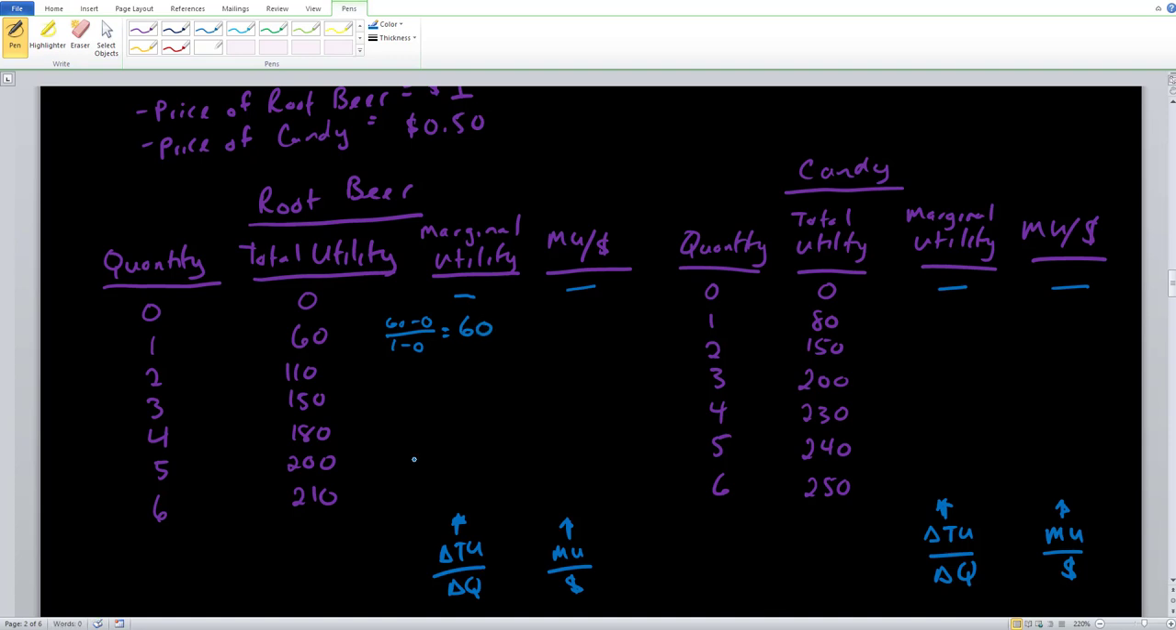And then we continue this entire process as we go all the way down to the sixth unit of root beer. As we go from the first unit to the second unit, it's 110 minus 60 divided by 2 minus 1, and that's where we get 50 right here.